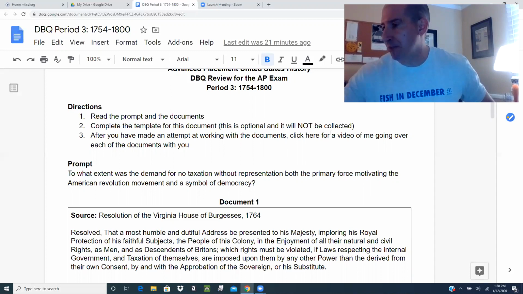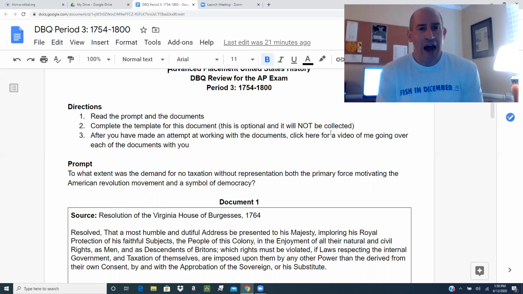Now, if I had to come up with some sort of ad hoc thesis, I would say that no taxation without representation symbolized the deprivation of liberty which the colonists felt Britain was violating by the time the revolution began in 1775. However, the revolution did not result in a massive expansion of democracy, right? So I'd kind of clean that up a little bit. And that's going to make more sense as we go through it.